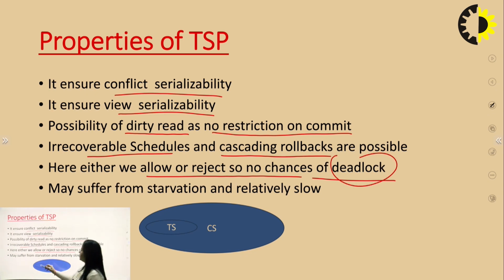But it may suffer from starvation, and it is relatively slower than the other protocols we use in concurrency control techniques. Here one property is also there: if we make a schedule depending upon the timestamp based protocol, it is conflict serializable.